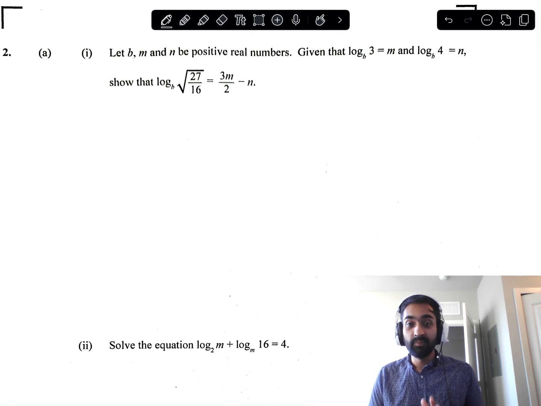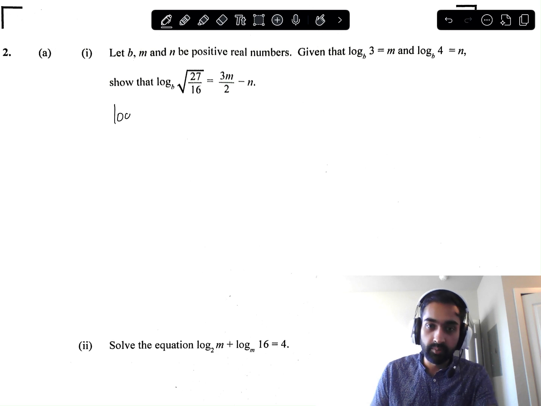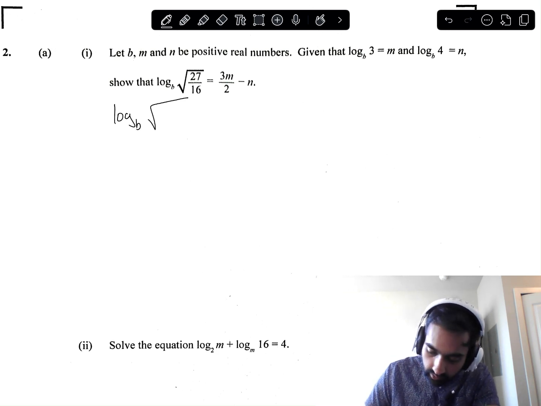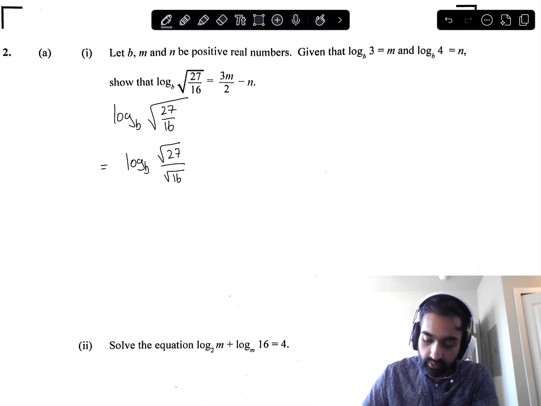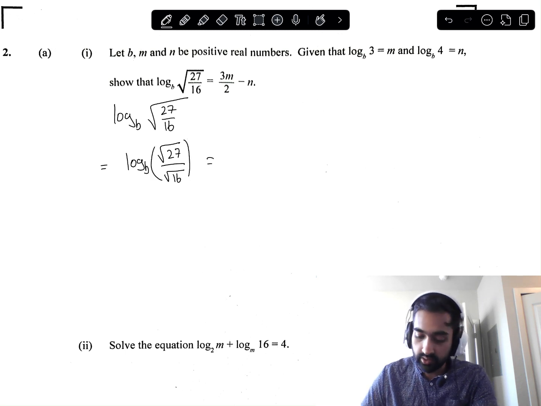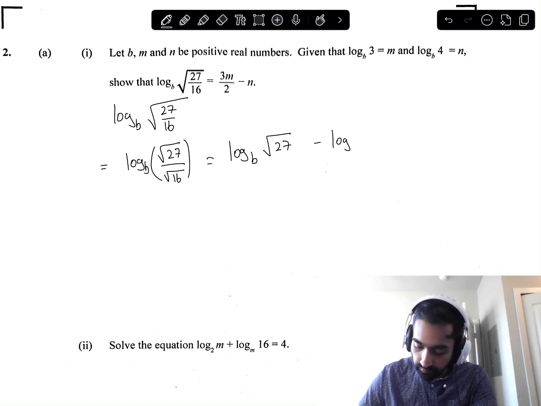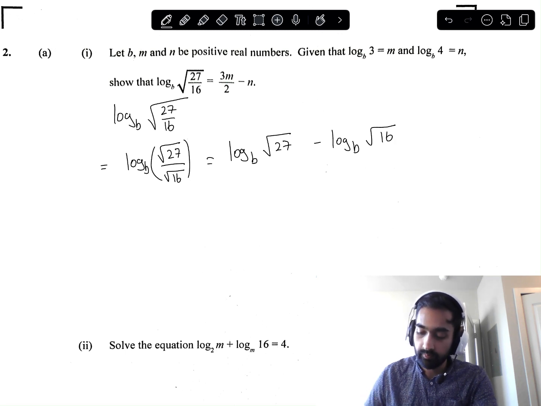So this is just an application of the log laws, and you just have to be able to do the log laws. Let me show you how you do it. Log base b square root 27 over 16. You can think of it like this: log base b square root 27 over square root 16. And then the log law tells you can split up the division as log base b square root 27 minus log base b square root 16.